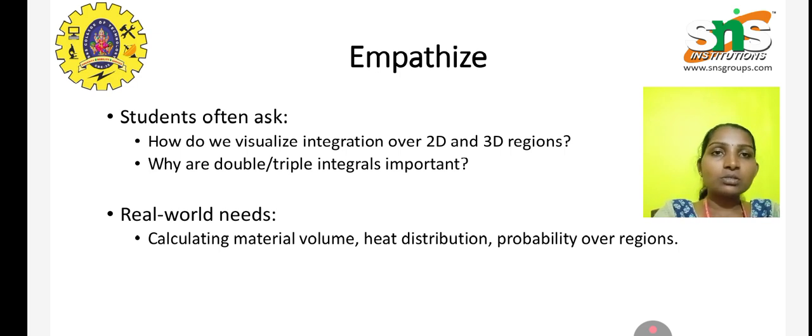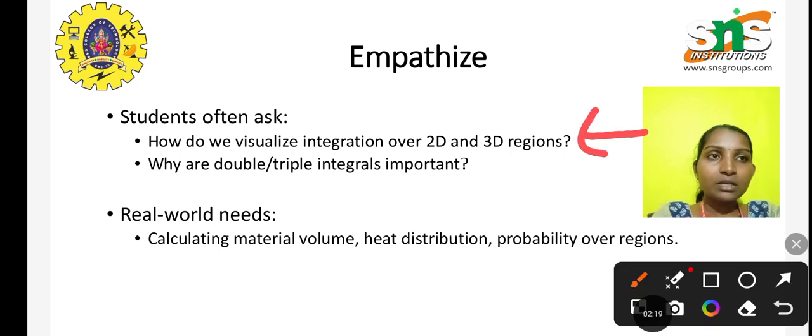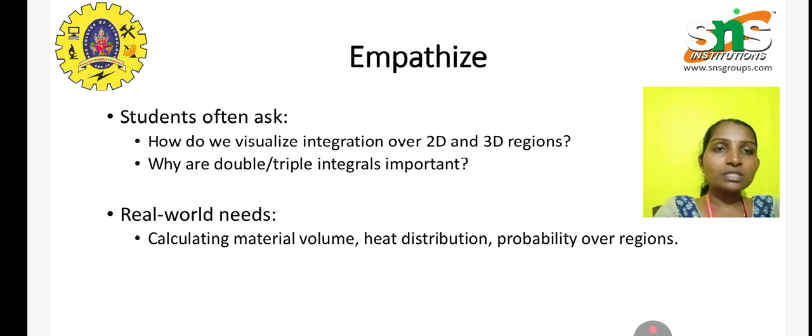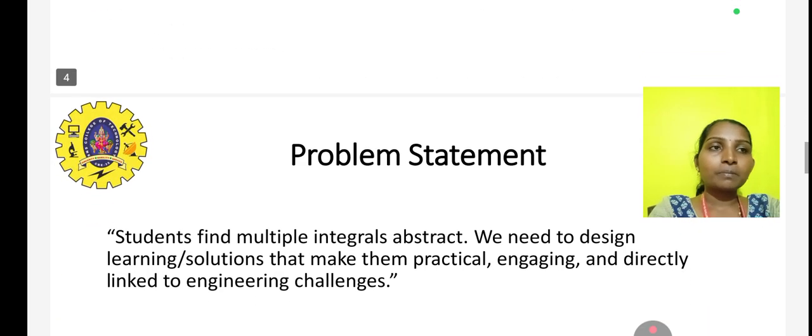Our students will also ask, how do we visualize integration over 2D and 3D regions? The answer will be given here. And why are double and triple integrals important? The answer will be given here. And real world needs for 2D and 3D multiple integral problems are material volume, heat distribution, and probability over regions. These are the 3 points which we empathize.